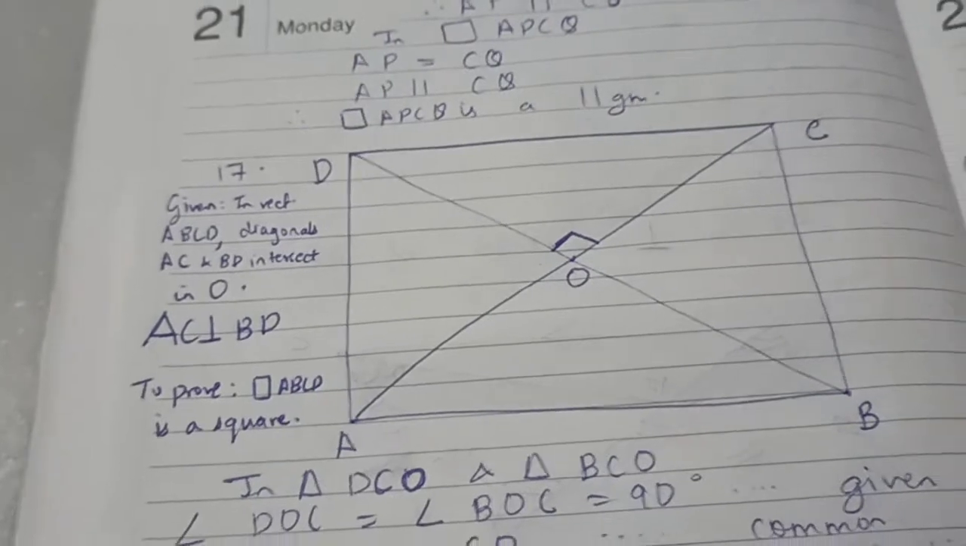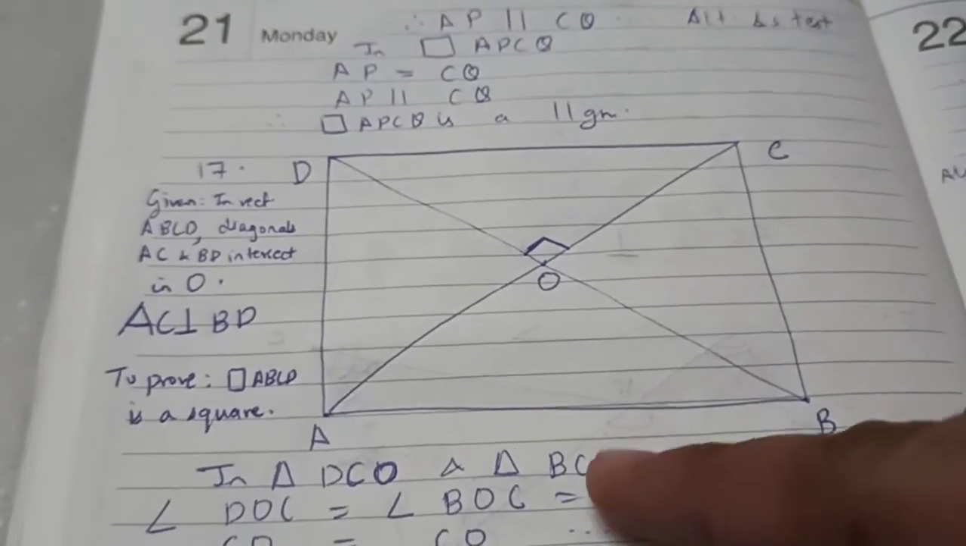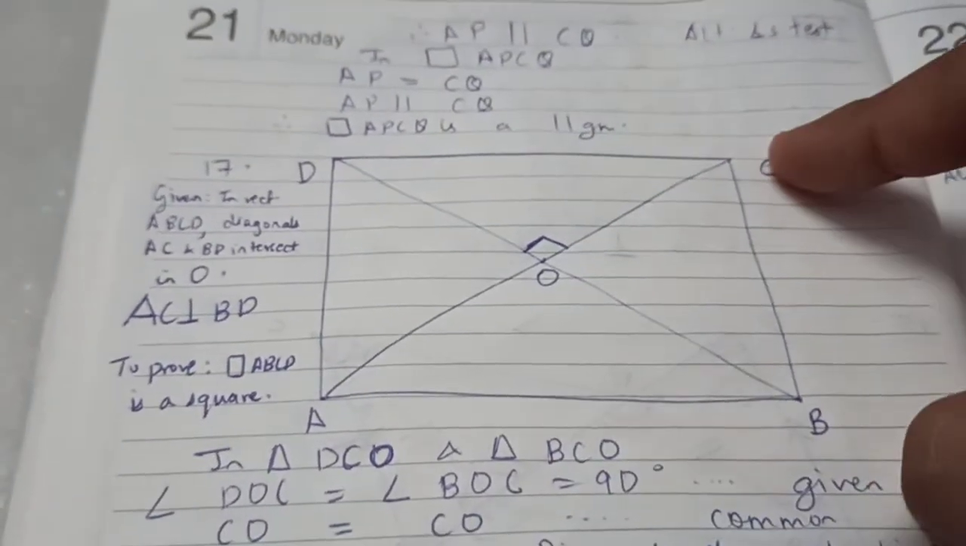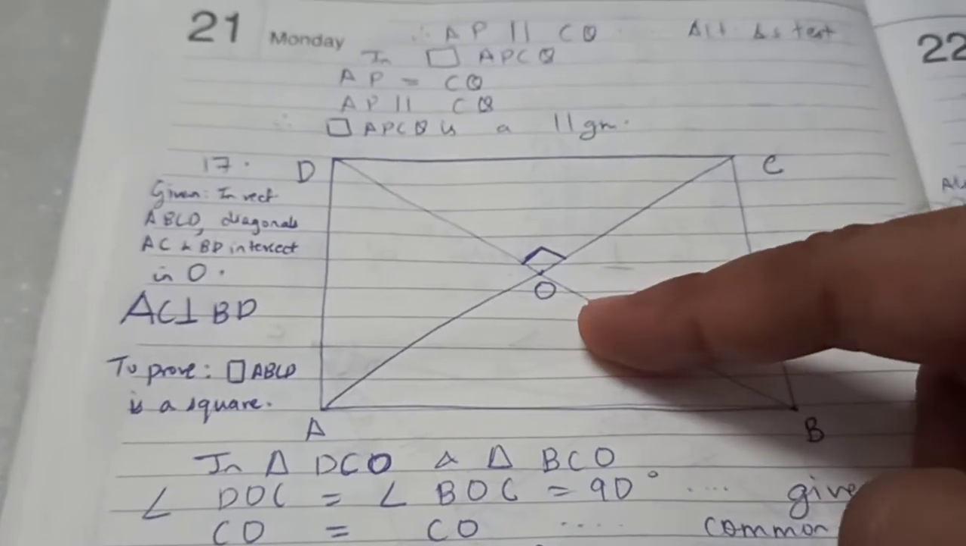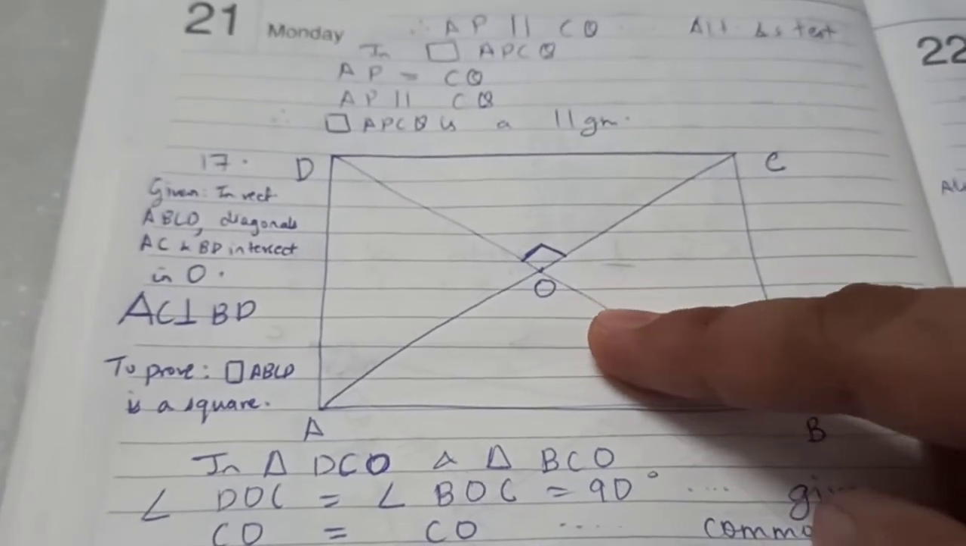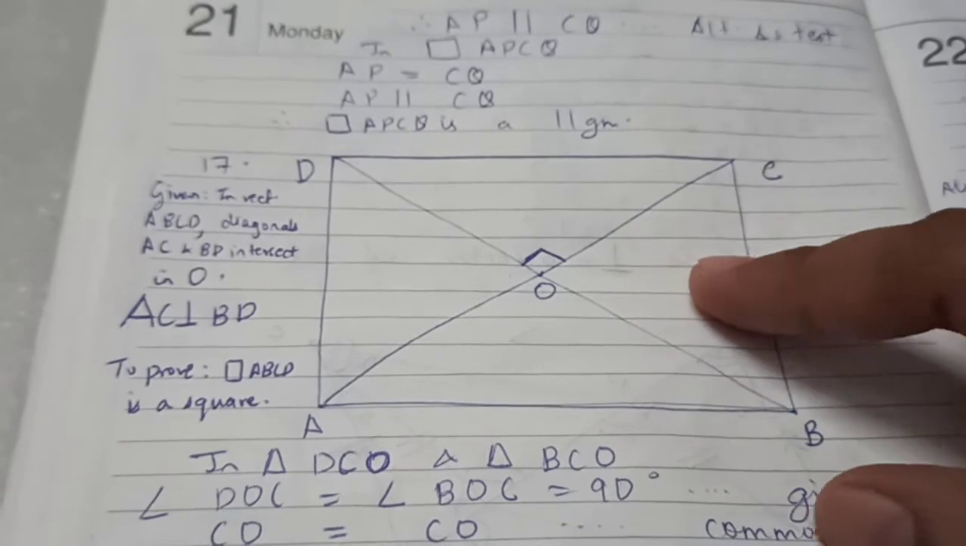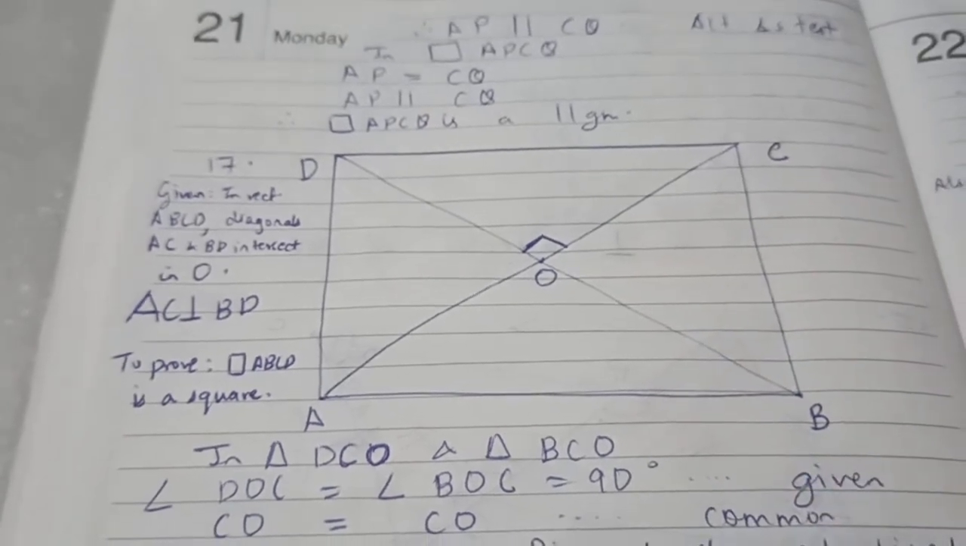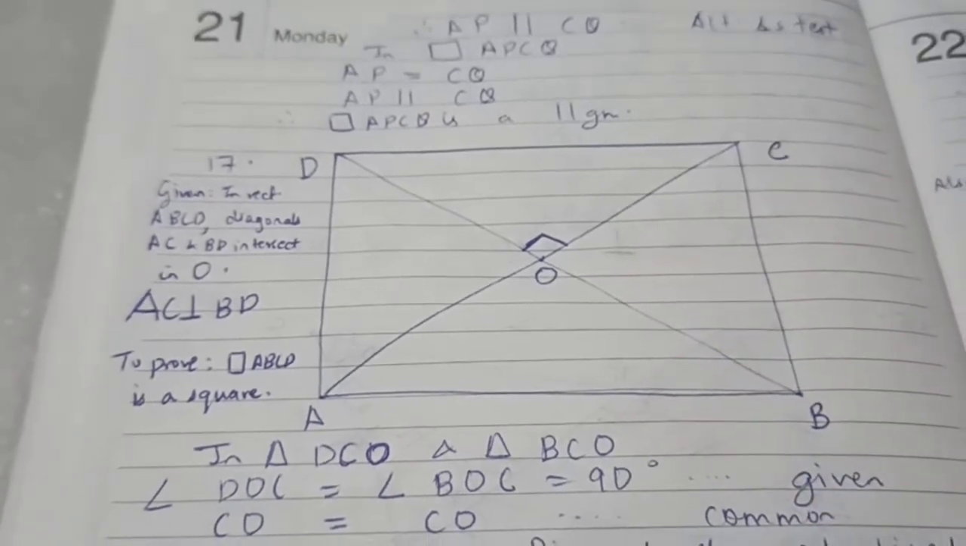Now here the given information is that there is a rectangle, let's say ABCD, the diagonals meet at O. Now they are saying that the diagonals are perpendicular to each other. They intersect at right angles. Now prove that ABCD is a square.